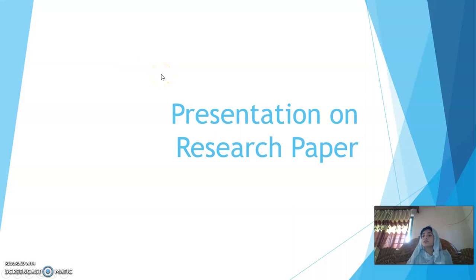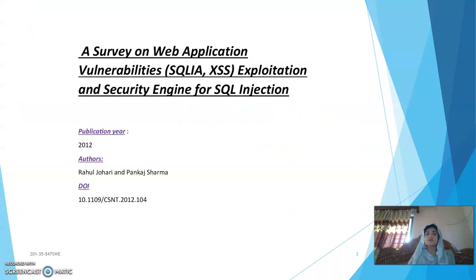Today's presentation on a specific research paper is on a survey on web application vulnerabilities: SQLIA, cross-site scripting, exploitation, and security engine for SQL injection. This paper was published in 2012. The authors are Rahul Johari and Pankaj Sharma, and the DOI number is 10.1109/CSNT/2012.104.